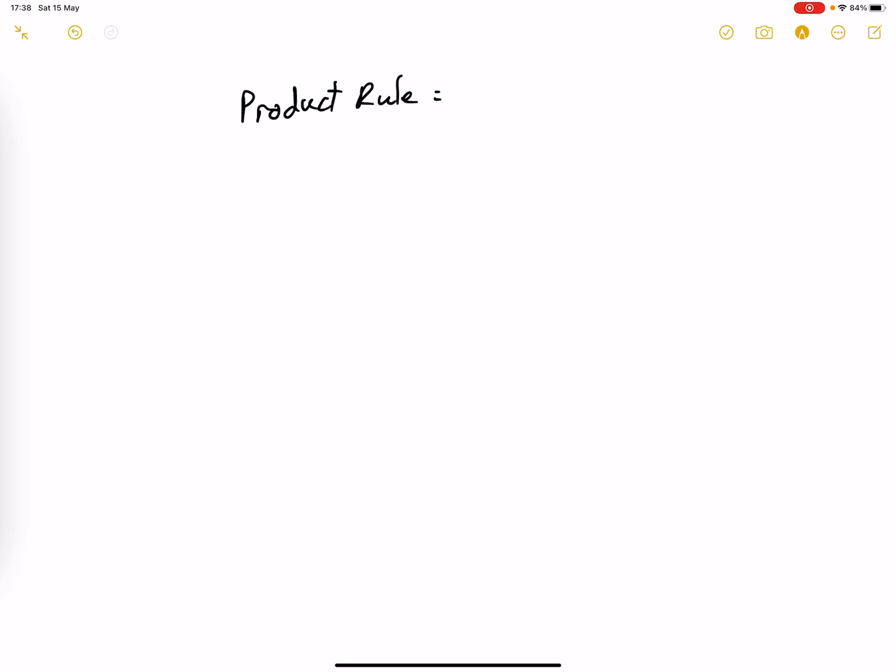First, what on earth is this for? This is for a situation where you have f of x is equal to g of x times h of x, so two functions in x multiplied. So let's say you had x squared times e to the x. That's two functions, one function of x times another function of x. So how are we going to differentiate this?